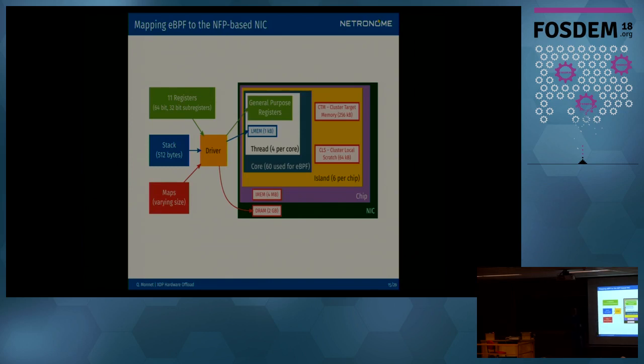We're also trying to cache some entries of the map into other areas, in particular in the CTM here. But basically, it's too small to hold all the maps, so we're trying to take as much as we can closer to the cores. Otherwise, it's in the DRAM on the NIC. So we have this architecture.